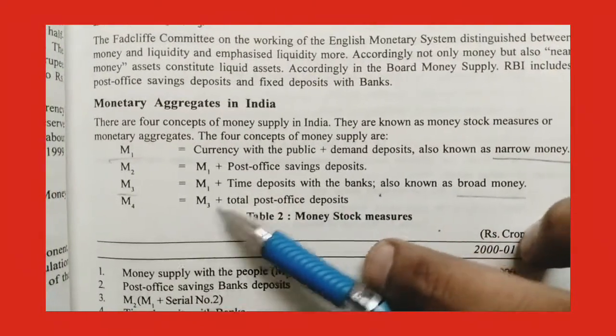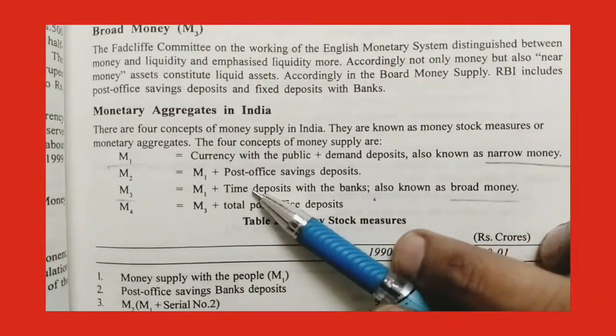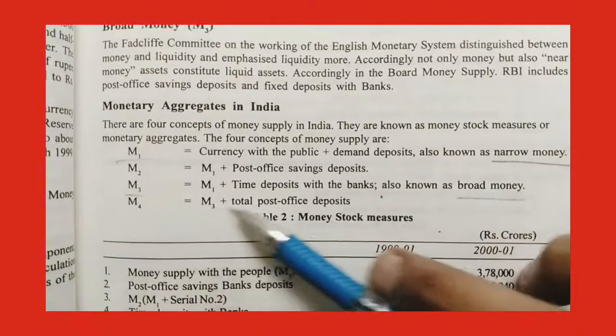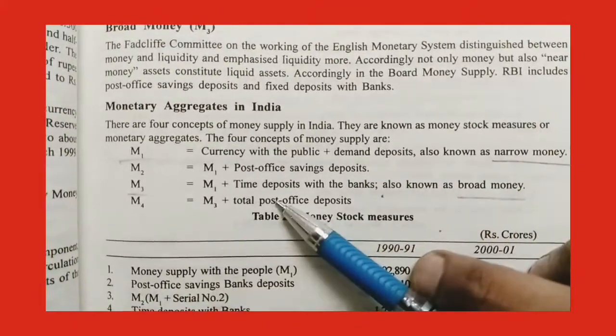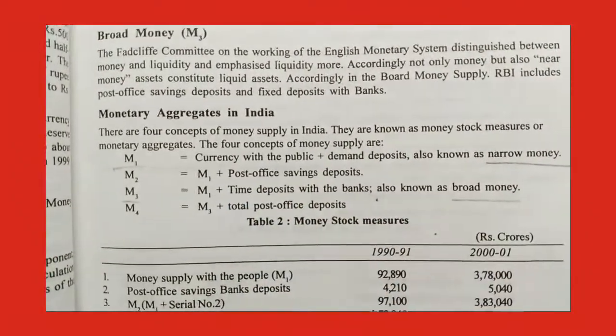If we include all the things, M4 is equal to M3 plus total post office savings, time deposits, demand deposits, and currency with the public. We call that M4. M3 and M4 are called broad money. M1 and M2 are called narrow money.